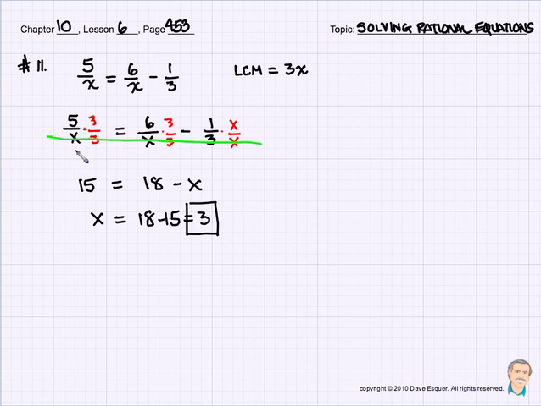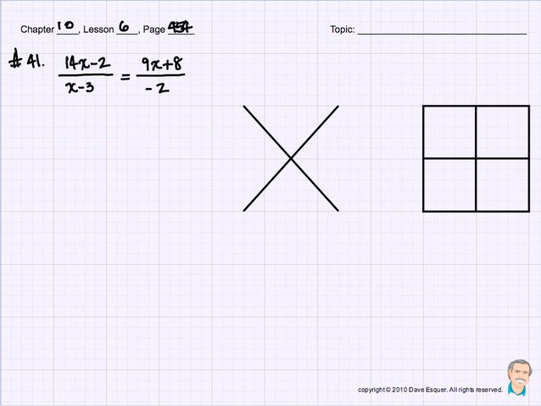Our solution. Remember the trick: when we have an equation and the denominators are all the same, we can wipe them out. What we're really doing is multiplying both sides by 3x over 1, and you'll see that the x's and the 3's cancel out. Okay? So, number 11. Let's try something a little bit more involved, number 41.